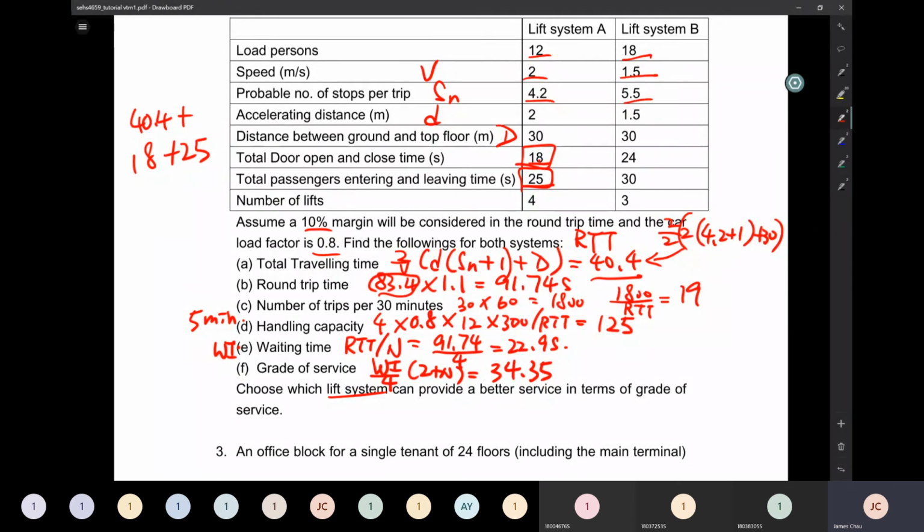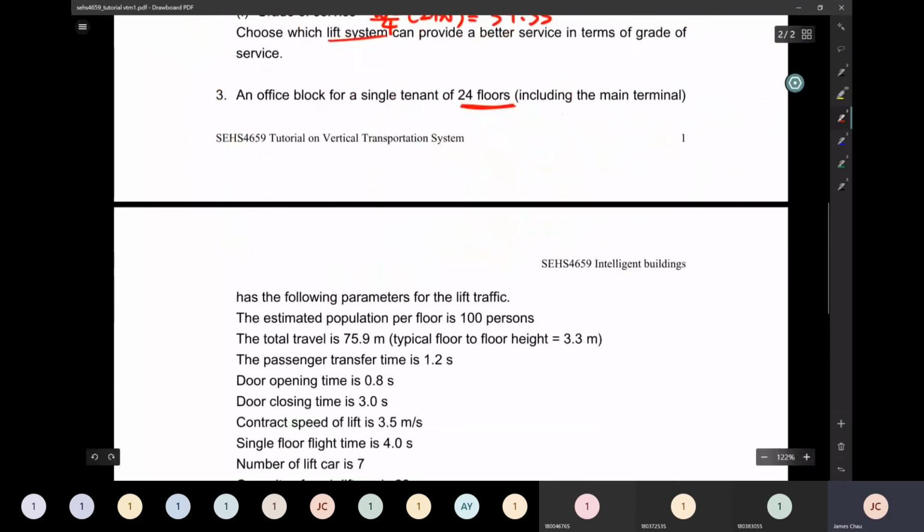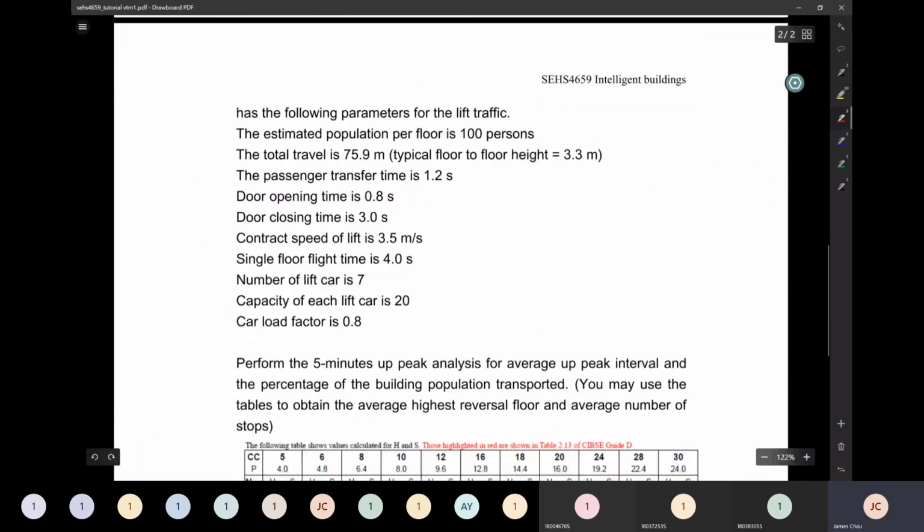And now we come to question 3, and actually it is a similar question. We are going to make the analysis for the peak analysis. Okay. Now we say that we have a building with 24 floors, including the main terminal. That means above the ground floor we have 23 floors. And we have the following lift traffic.